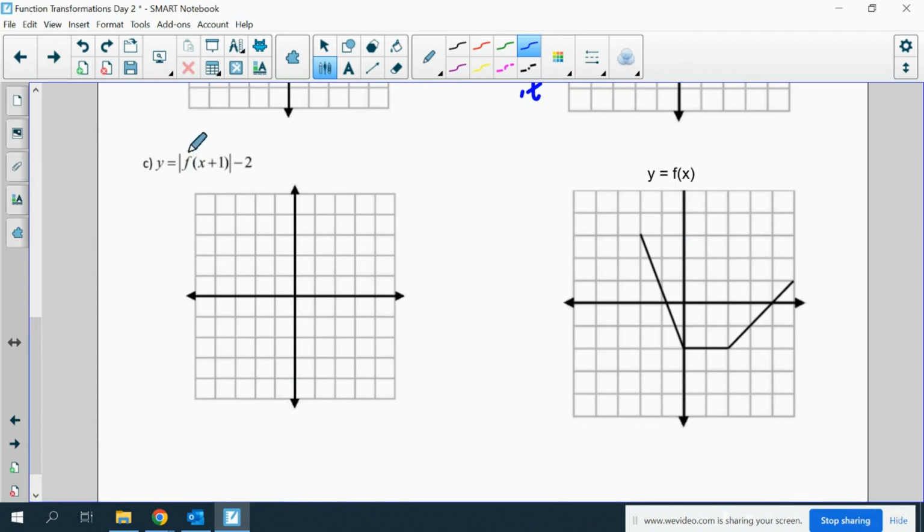Now if I take the absolute value of this f of x plus 1 minus 2, what I have to think about is what's actually happening. So the x's are getting subtracted by 1, the y's are getting absolute valuized, and then subtracting 2. So I'm going to take all of my x values, I'm going to subtract 1, and then I'm going to take this function. It may actually even be easier to think about it as a picture.